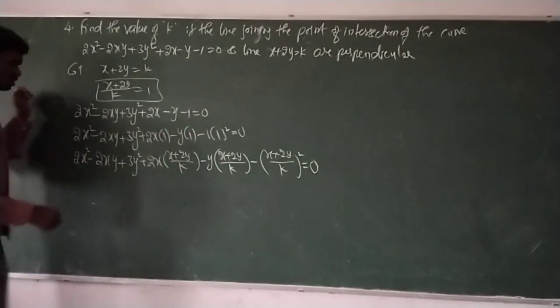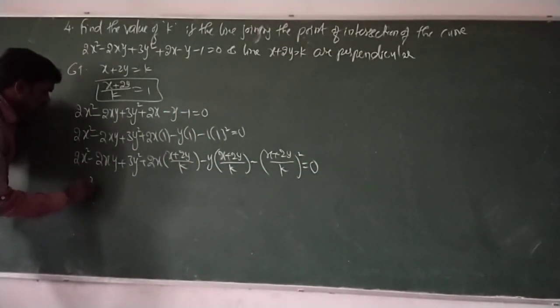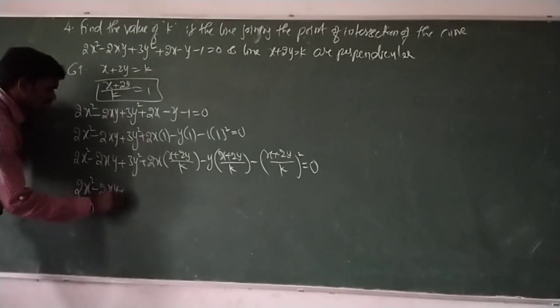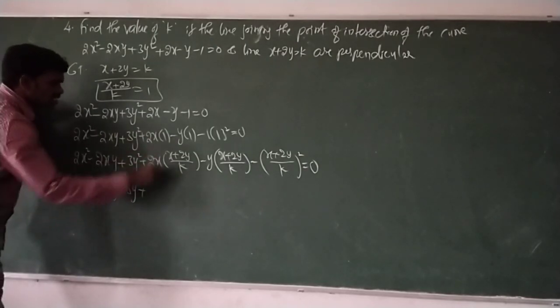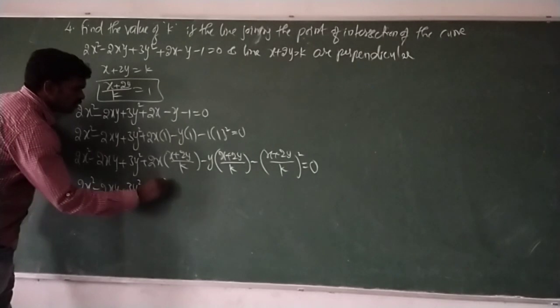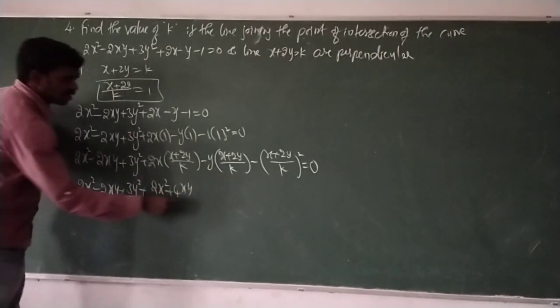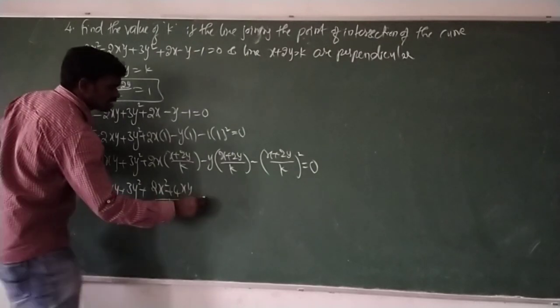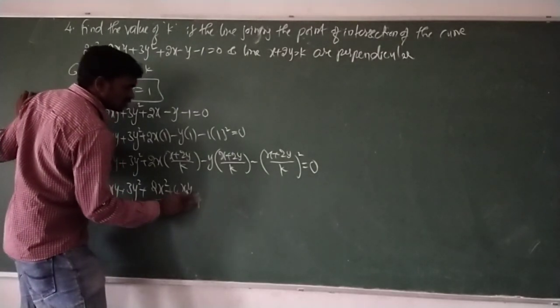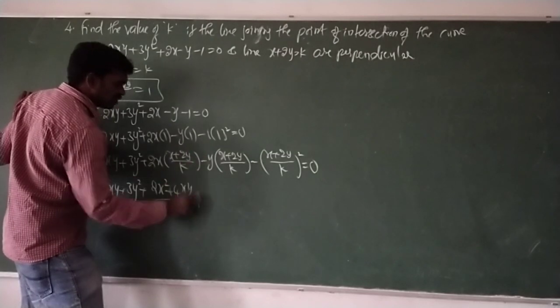Okay, now I am going to simplify. First, as I am writing, 2x square minus 2xy plus 3y square plus 2x into x. 2x square, 2x into 2y, 4xy by k plus, okay, minus y into x.